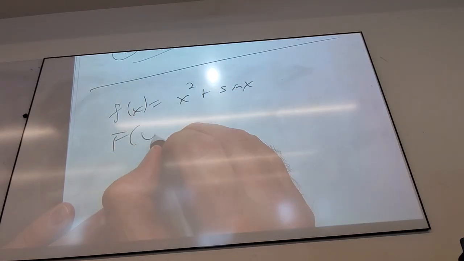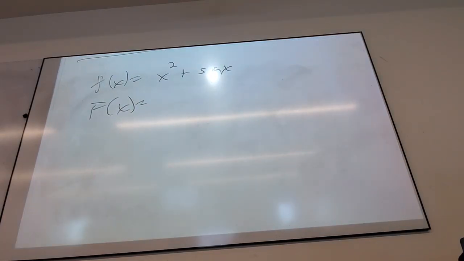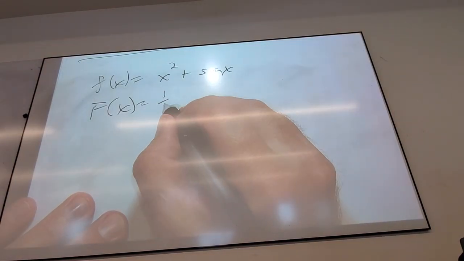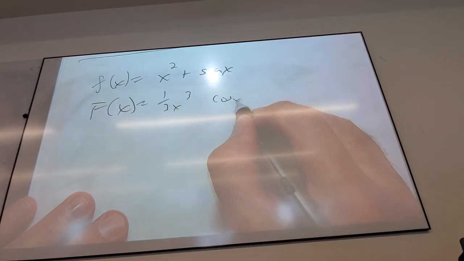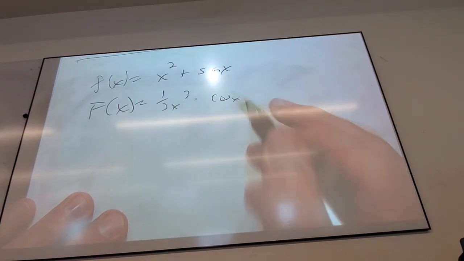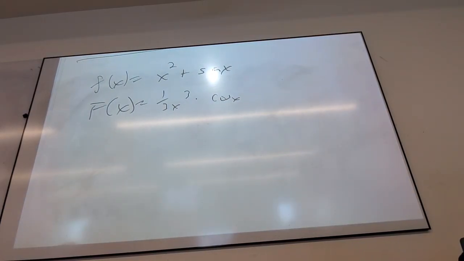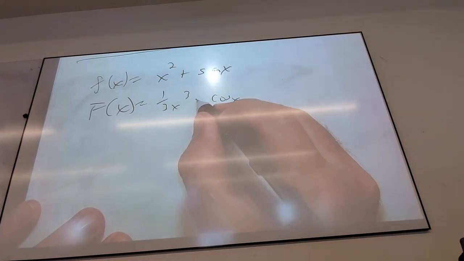Gotta figure out big F here. Of course I can, right? What would big F be? X to the third. Let's put a cosine. Yeah, it would have to be good. You guys see that? Cosine would be negative sine. This is positive sine, so it must have been minus cosine.